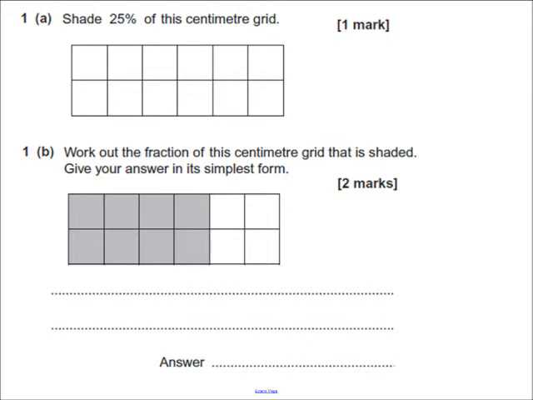Question 1A. It says shade 25% of the centimetre grid. If you look at half of the grid, you would cover 6 squares. So if you're looking at half of a half, you need to shade in 3 of the squares, and that's 25% of the centimetre grid.